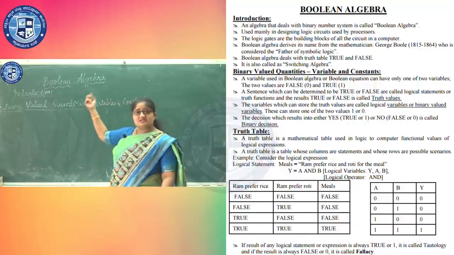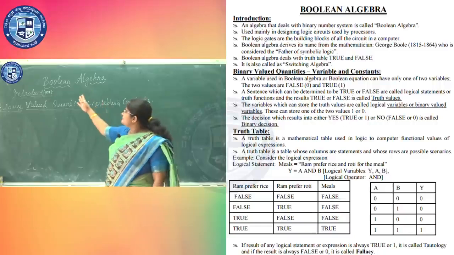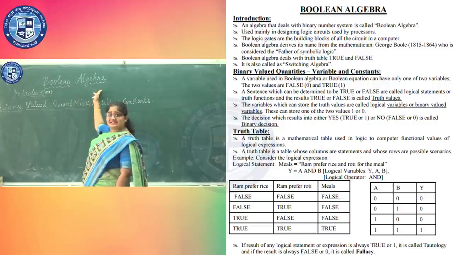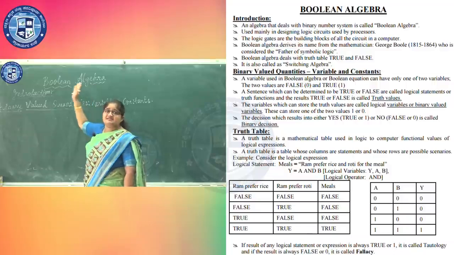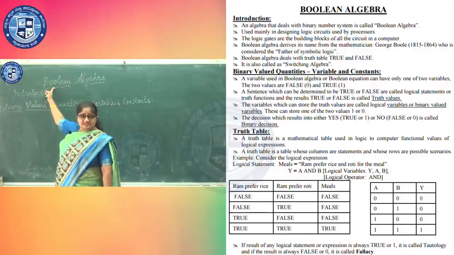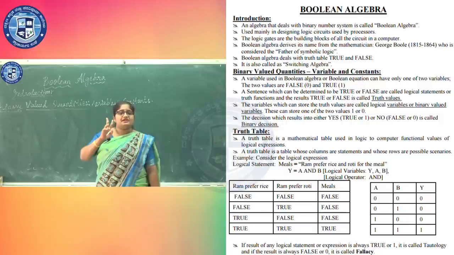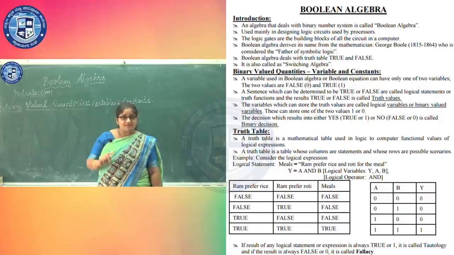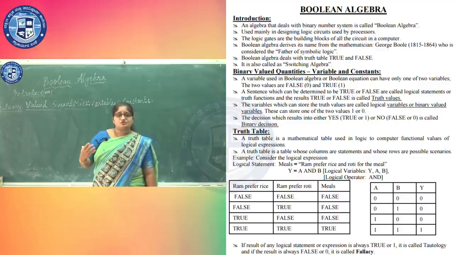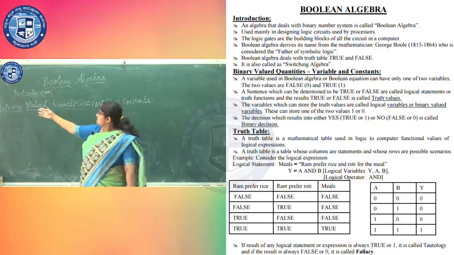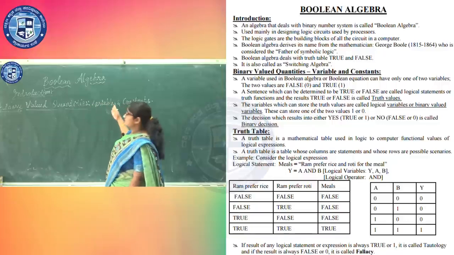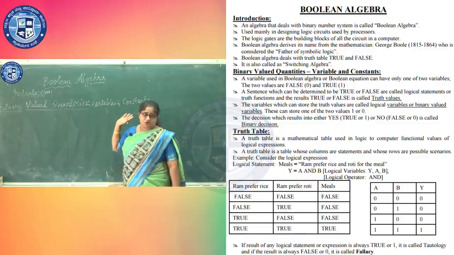So, this was just a small introduction. We will have to remember this much, that boolean algebra is the algebra that is dealing with the binary number system, which is having only two variables, that is either 0 or 1, wherein 0 corresponds to false and 1 corresponds to true.